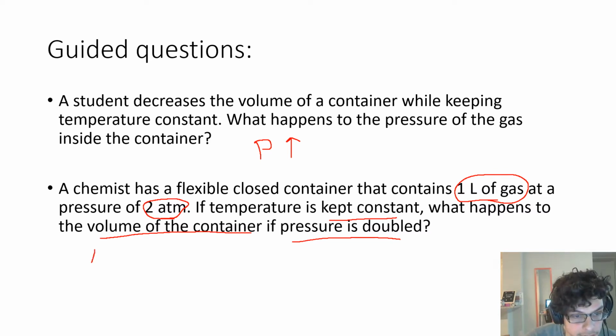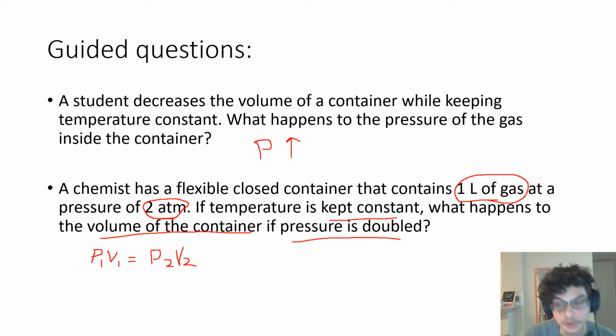However, you can also use the equation that we just learned. P1 times V1 is equal to P2 times V2. So we're going to plug in what we know and then solve for our unknown. Our initial pressure, which we know, is 2 atmospheres. So I'm going to plug in 2 for P1. Our initial volume is 1 liter, which we also know. Then it says our pressure is doubled. Initial pressure is 2, so 2 times 2 is 4. That means our final pressure is going to be 4. We can plug that in.